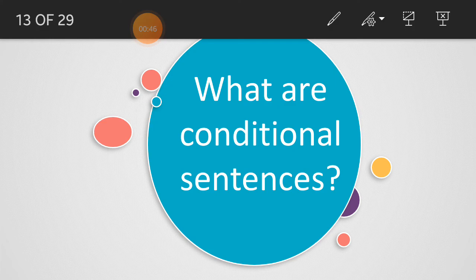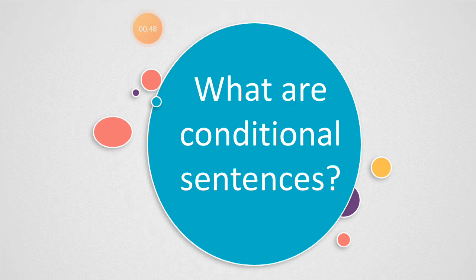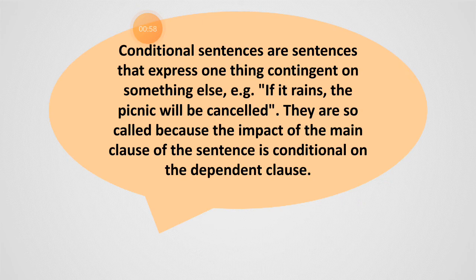Before going into the details of these conditional type sentences, first of all we must define and we must know what is the conditional type of sentence and what are different kinds. So we can define it. Conditional sentences are sentences that express one thing contingent on something else. That is, for example, if it rains, the picnic will be cancelled.